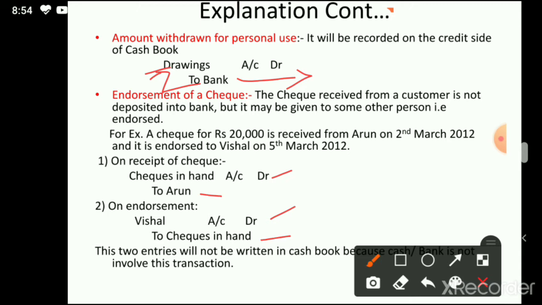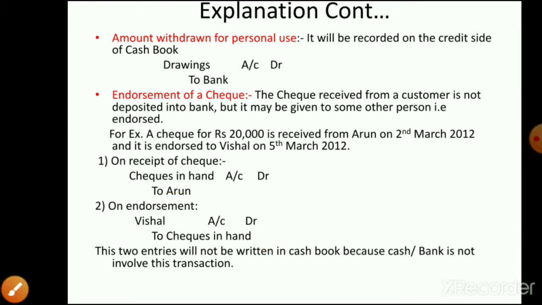So wherever cash or bank is involved in the journal entry, only then can you write that transaction inside the cash book, in the cash column or bank column. If cash and bank are not involved, then you have to pass it through a journal entry only. You cannot write it inside the cash book. After the cash book, you can pass a separate journal entry for that. This is endorsement, along with withdrawn for personal purpose.